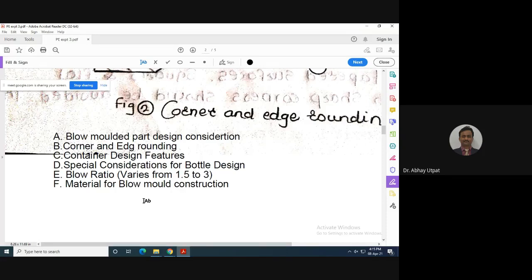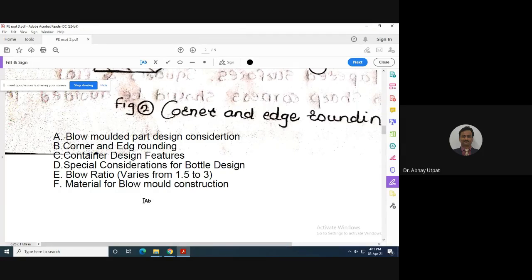So friends, what we have covered in this design consideration of blow mold, as I mentioned at the start, there are no such calculations, only the parameters are considered. It includes blow molded part design considerations: neck, base, shoulder, body, other base, curves. Then second is corner and edge rounding, where care should be taken that there is no wall thinning at the corner or edge.